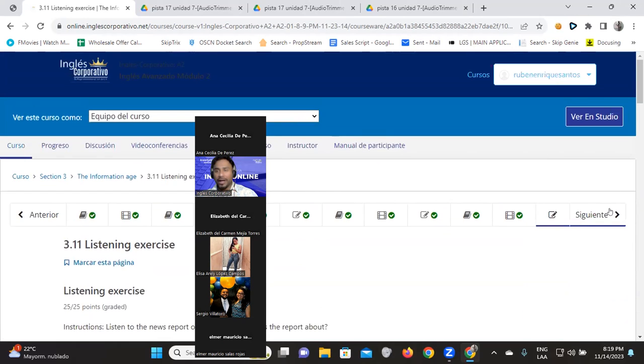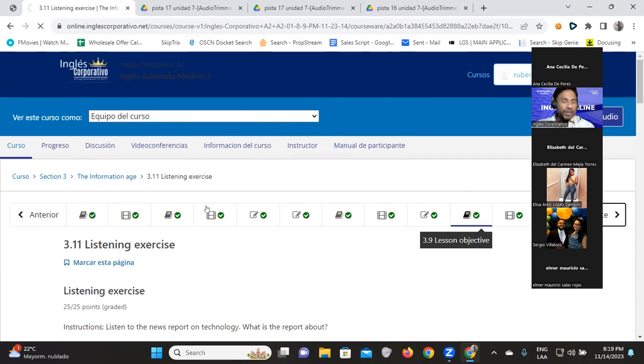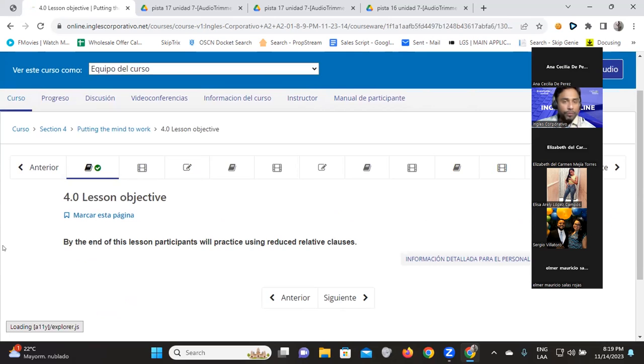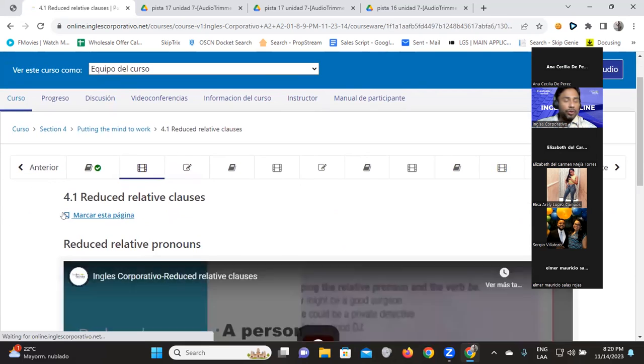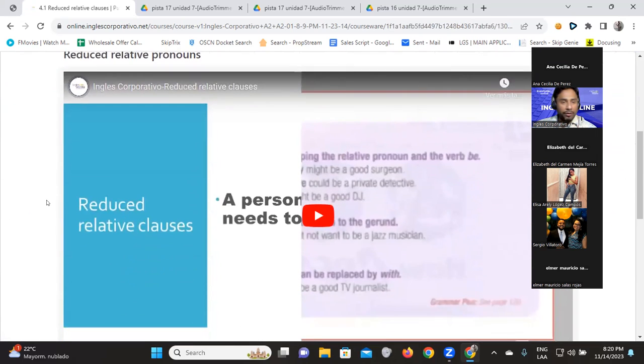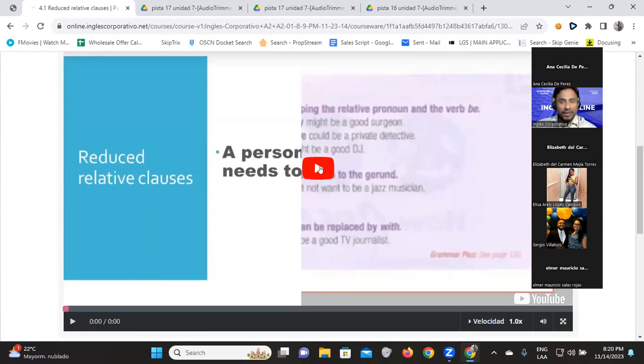All right, let's go ahead and move forward. We're going to be looking at the next one, which is section 4.0. By the end of this lesson, participants will practice using reduced relative clauses. Listen, please.